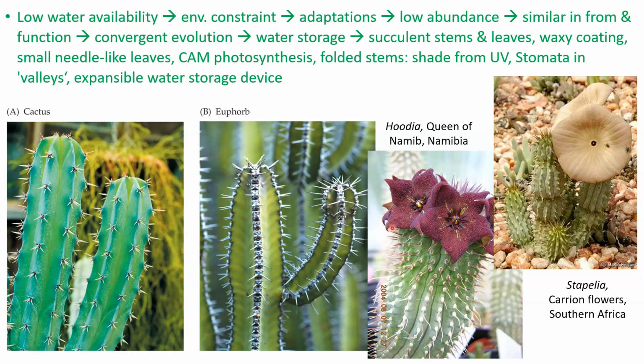So convergent evolution drives the evolution of desert plant life forms. A, to increase water storage. B, to create succulent stems and leaves to store water. To create waxy coatings, waxy cuticles around the plant body to prevent evaporative water loss. To replace the actual leaves with small needle-like projections.